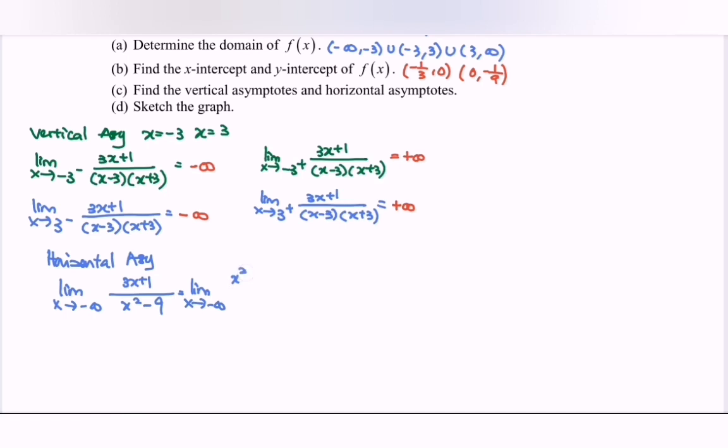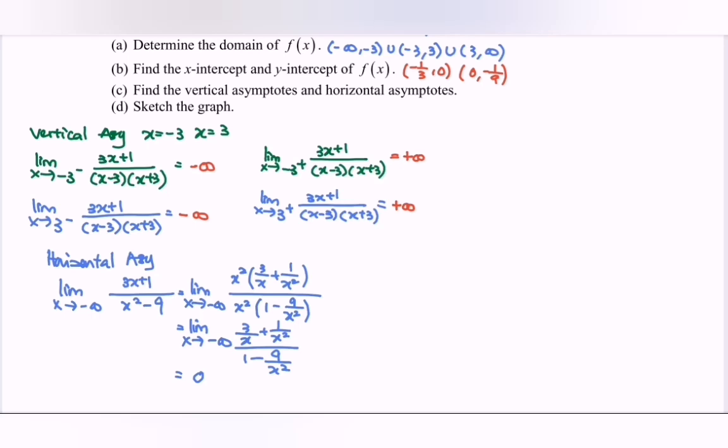So we have x squared times (3 over x plus 1 over x squared) over x squared times (1 minus 9 over x squared). If we simplify, limit when x approaches negative infinity, we will have 3 over x plus 1 over x squared, over 1 minus 9 over x squared. Finally, the value of y will approach 0, because if we substitute 3 over infinity, we obtain 0. Same goes for 1 over infinity, we have 0, and negative 9 over infinity, we have 0. So at the end, 0 over 1, which is equal to 0. So that will be the horizontal asymptote.